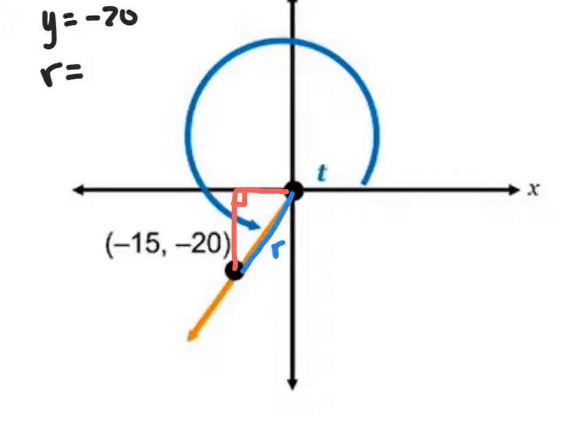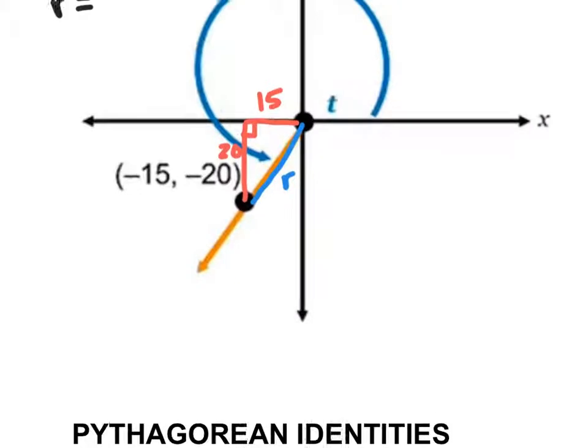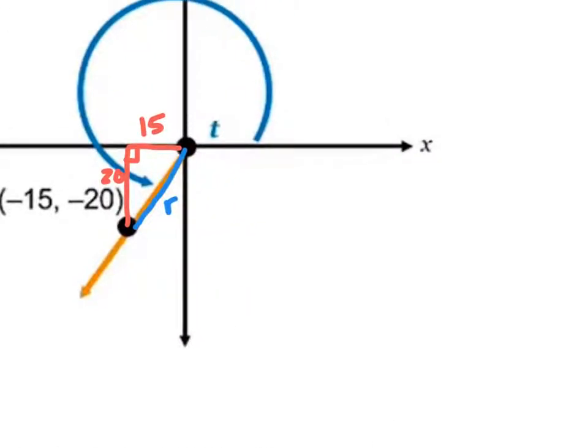But what I have is this triangle. I have an x component, which is negative 15. Because we're dealing with a triangle, I'm just going to label this as a length of 15. Same thing with my y value. The y value is negative 20, but because we're dealing with a distance component, I'm going to call this a value of 20. And we're going to find r. Now, what I want to do over here, and I'm just going to do it right here, is write out 15 squared plus 20 squared is equal to r squared.